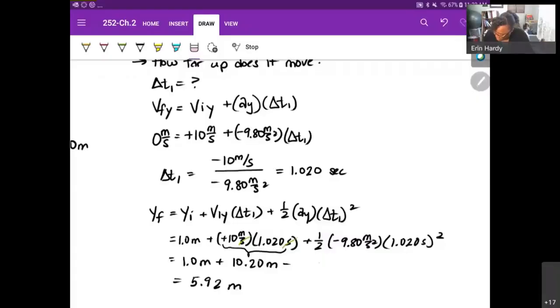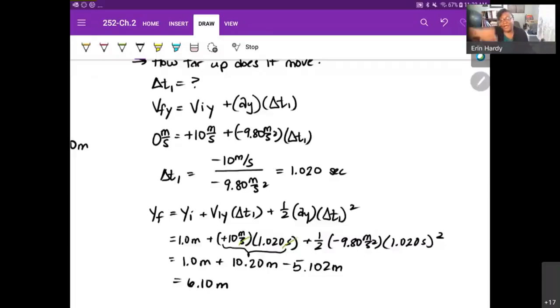So yeah, this needs to change, and I'm going to redo this one. So 0.5 times 9.8. I'll erase a bunch of stuff because I do want to hold on to that unrounded stuff for later. So 0.5 times negative 9.8 times that number squared. This is minus 5.102 meters. So 1 plus 10.20 minus this is more like 6.10 meters.